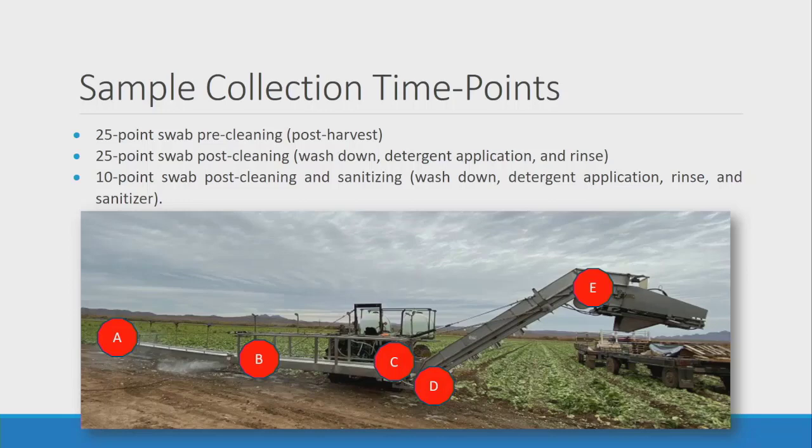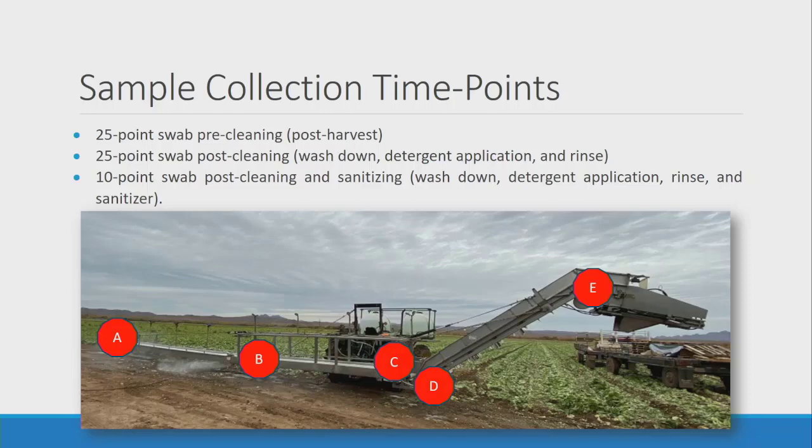We are collecting 25 swabs before the cleaning happens, so after you've harvested, before you've started cleaning. We're doing 25 swabs post-clean, so after you've done the cleaning, but before the sanitizing happens, and then we're doing 10 swabs after sanitizing. We have broken each of these harvesters down into 5 different areas, what we're calling Area A, Area B, Area C, D, and then E.